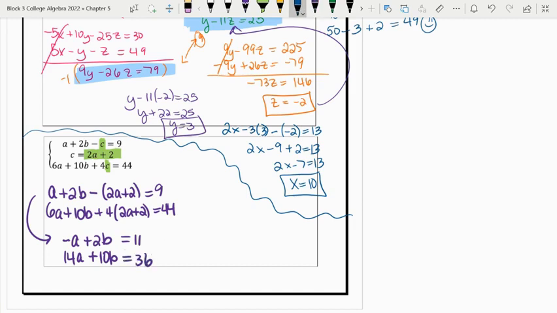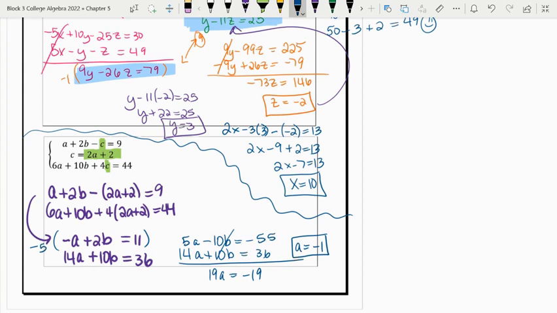All right, so we decide what do you want to eliminate. Let's eliminate the b's. So I'm going to multiply the second equation by negative 5. That will give me a 5a minus 10b equals negative 55. Bottom equation is 14a plus 10b equals 36. Combine those. B's cross off. So that gives me a 19a equals, so negative 55 plus 36, negative 19. So a equals negative 1.